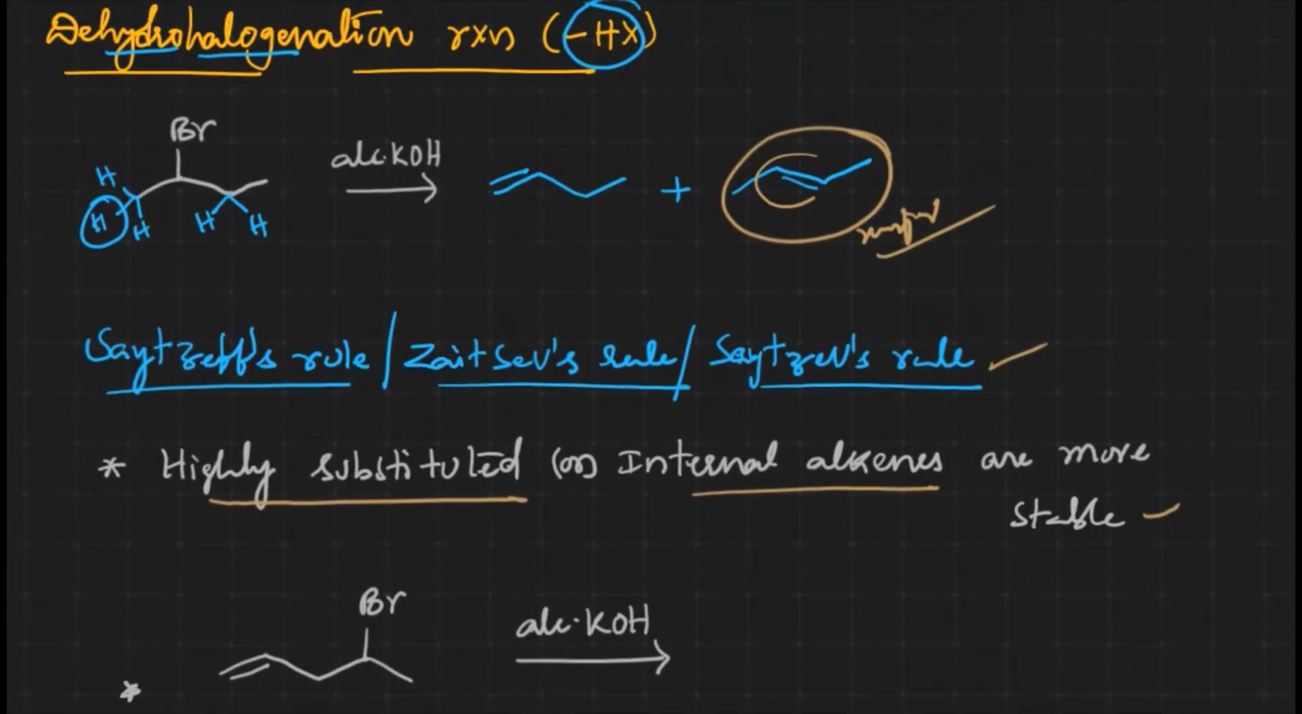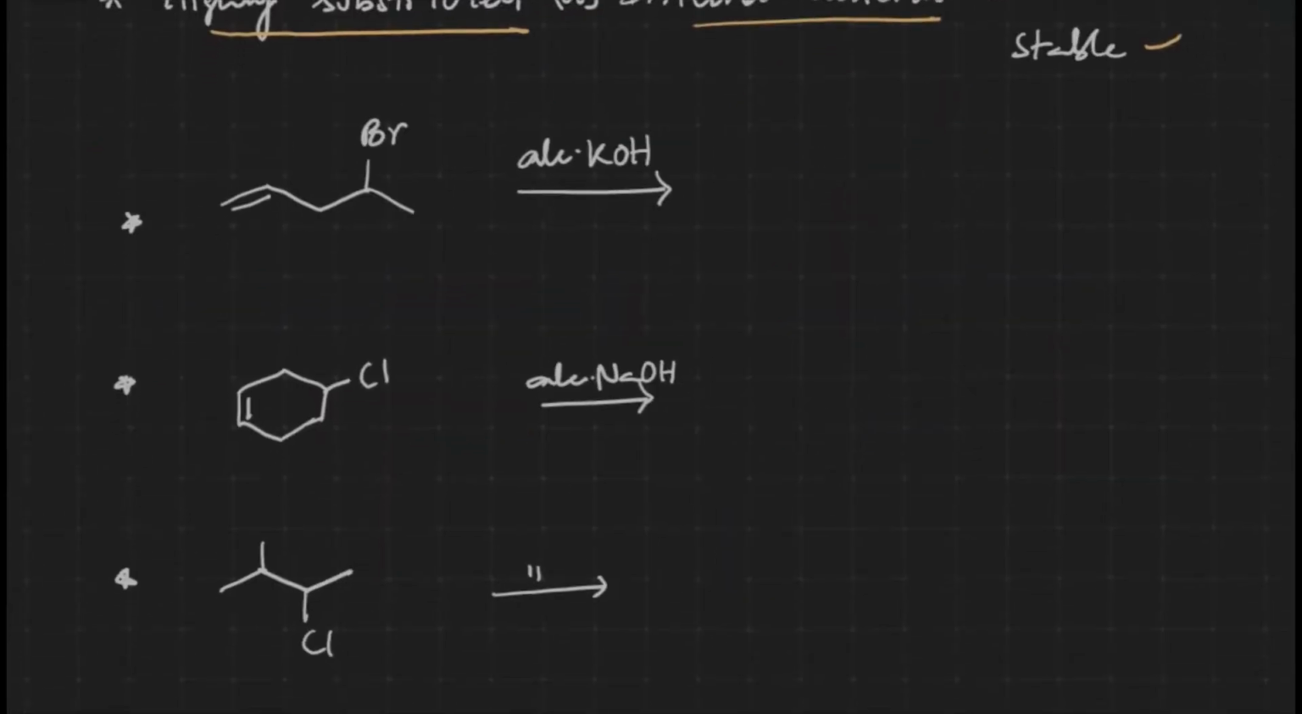Now we have an alkene here. This is a highly substituted internal alkene, but that one is a terminal alkene. Comparatively, which is more stable according to the rule? This is the most stable. Why it is more stable: we can say there is more hyperconjugation and all those things. No need to worry about all these things, but just remember the rule and apply it for the reactions.